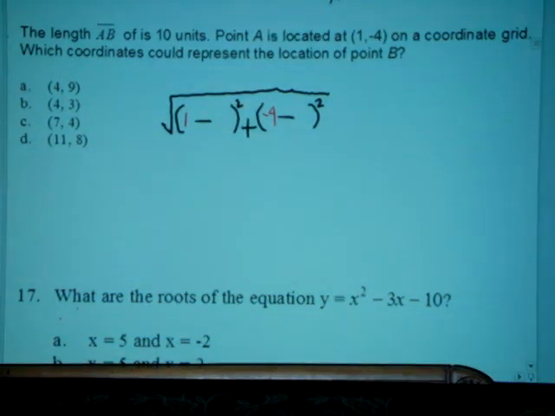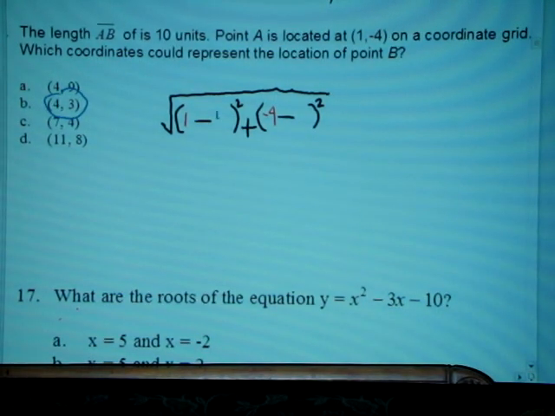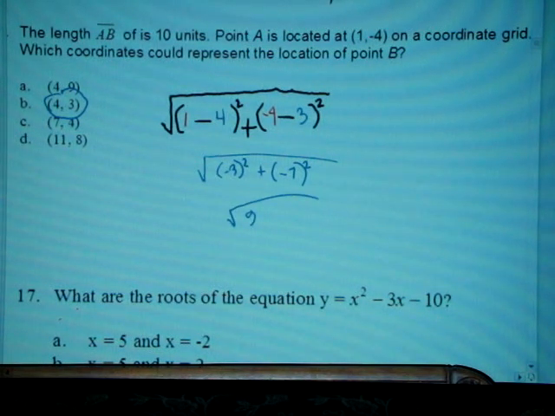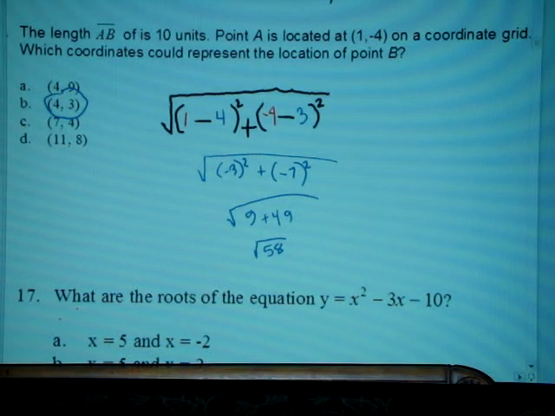The second point is (4, 3). As long as you put the x with the x and the y with the y, you're going to get the math part right anyway. 1 minus 4 is -3 quantity squared, plus -4 minus 3 is -7 quantity squared. This would be the square root of 9 plus 49, which is the square root of 58. If you put that in your calculator, I'm getting about 7.6. That can't be it, because the length of this has to be exactly 10 units. So B is not the answer either.